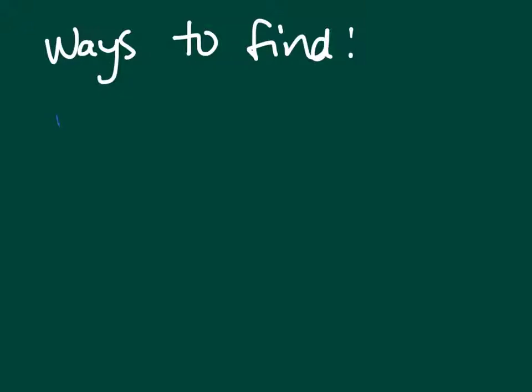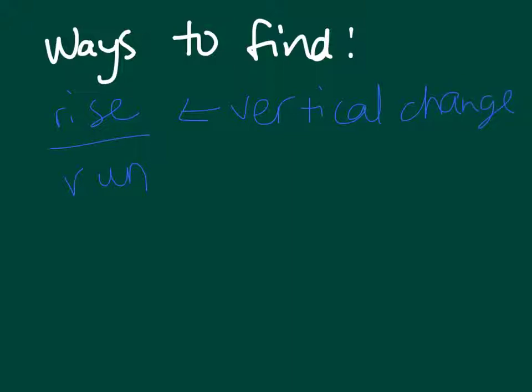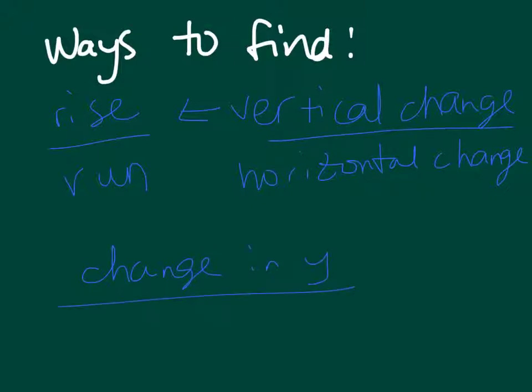Okay, ways that we can find slope is we can actually count rise over run. We can refer to that as the vertical change over the horizontal change. And the way that we've talked about it a lot is also the change in y over the change in x. One other important thing to remember is that we always simplify our slope, but we do not ever make it a mixed number or a decimal, but we always simplify it as far as we can.